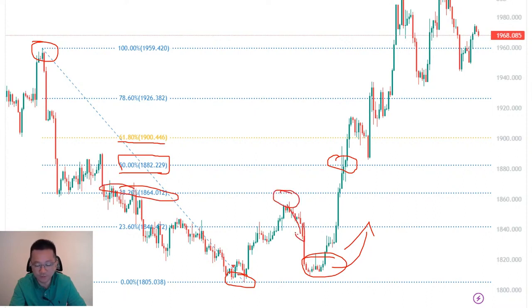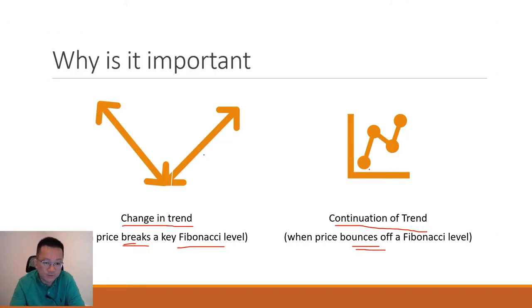I'll be looking to sell it down. As it bounces back up, once it breaks above 38.2 and breaks above 50, I'll be going, okay, now that downward move is somewhat invalidated. From this point onwards, I'm looking for that upward move. So that's why I use Fibonacci.